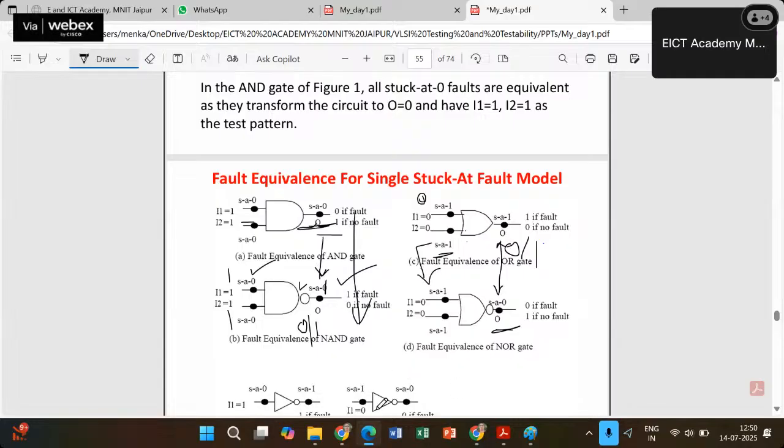What about the NOT gate? Single stuck-at fault 0 at the input is equivalent to single stuck-at fault 1 at the output. And likewise, vice versa, single stuck-at fault 1 at the input is equivalent to single stuck-at fault 0 at the output.